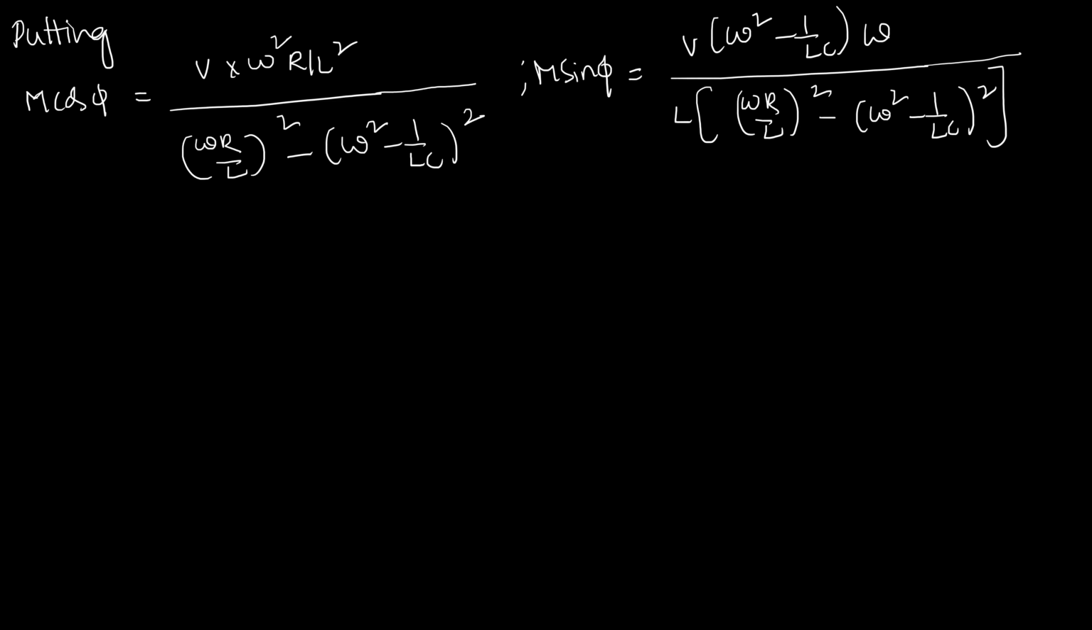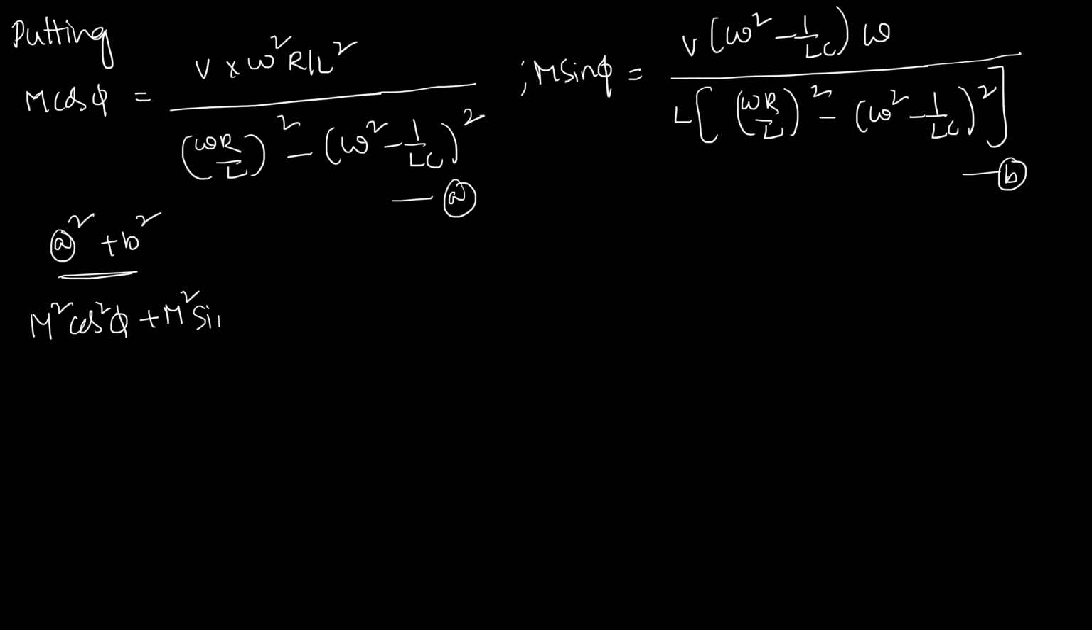Okay, so now it is the time to calculate M and phi. So how do you calculate M and phi? Let us call this equation A, and this equation B. Now what we can do? Do like this: A square plus B square. So then what you get? This is M square cos square phi plus M square sin square phi. So do the calculation, and we will be getting the expression for M.